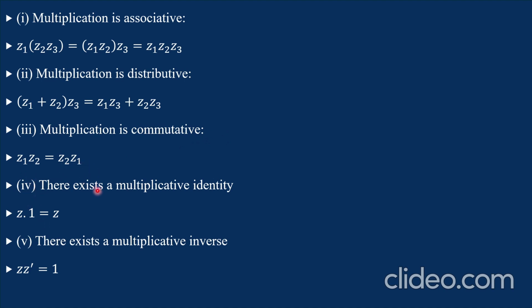Fourth property, there exists a multiplicative identity. That is, z into 1 is equal to z. Fifth property, there exists a multiplicative inverse. z into z dash is equal to 1.